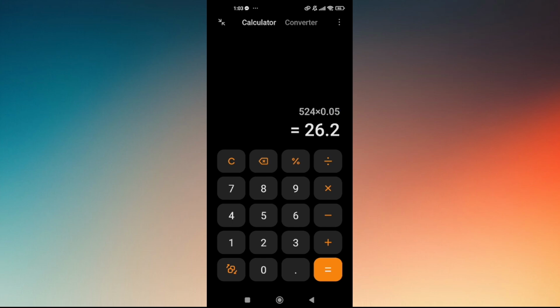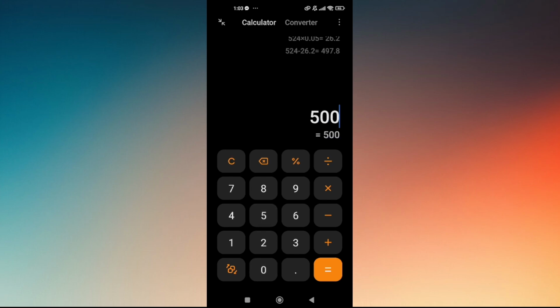So that's going to be deducted on the original price of 524 minus 26.2. So you'll get 497.8 instead of 524. Same goes with a different percentage.